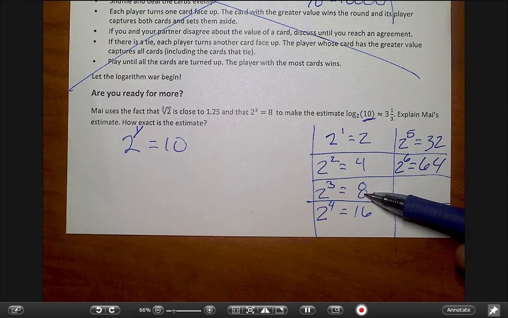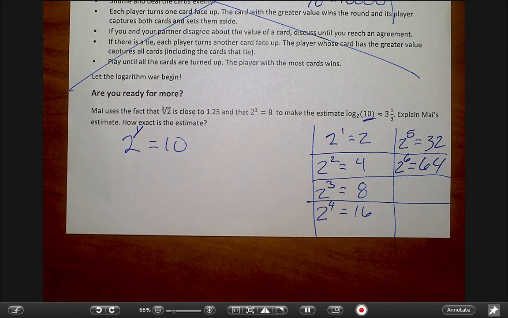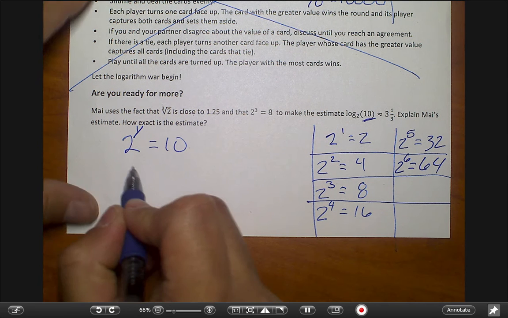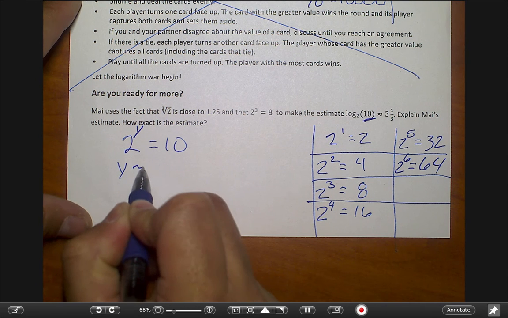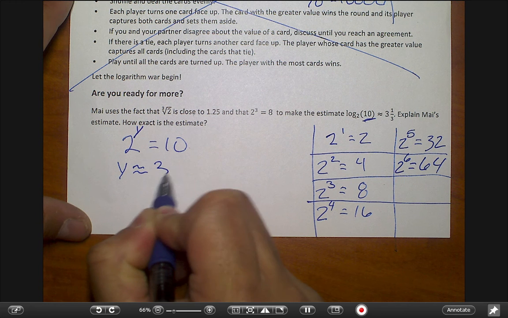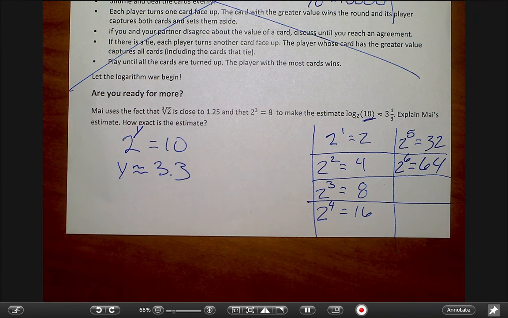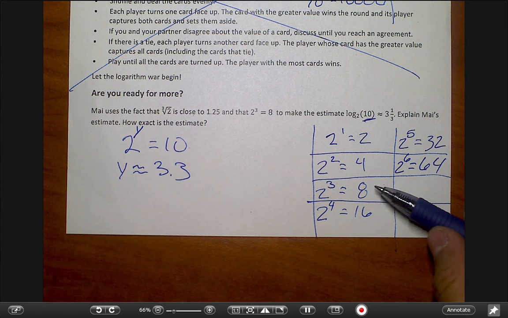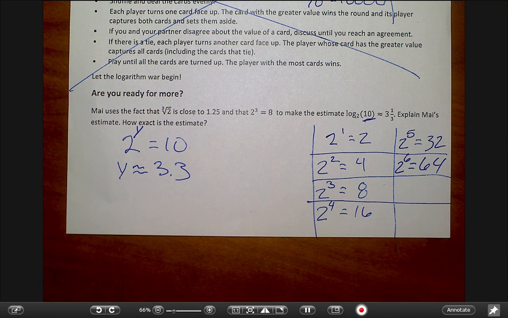Is it closer to 8 or is it closer to 16? It's closer to 8. So an estimate of saying that y is about say 3.3 is fine. If you say 3.9, I don't think that's going to be close. 3.8, nope. Okay, this is a way to estimate where it's going to be at without a calculator.